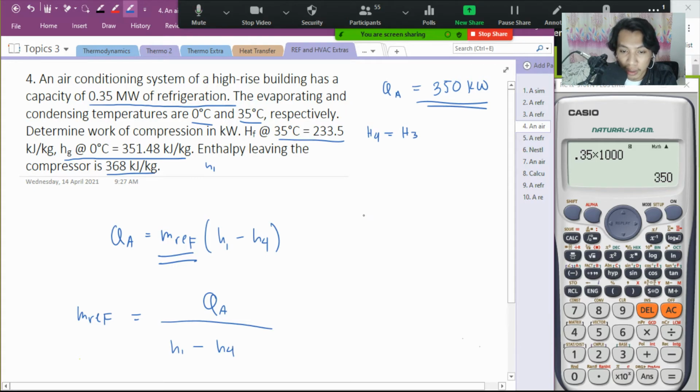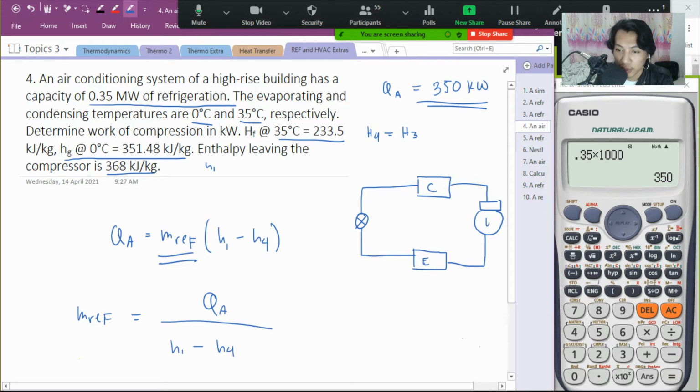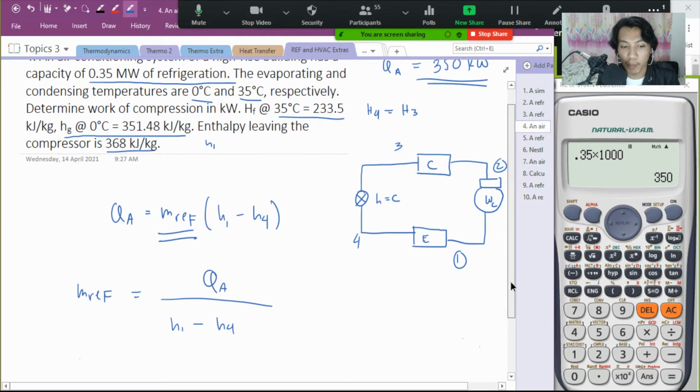Drawing ba natin? Ito yung expansion valve mo. Okay? This is your condenser. Condenser yan. This is your evaporator. Tapos dito yung iyong compressor. Ngayon, this is 1, 2, 3, 4. Ang common dito, H is constant. Dito, constant pressure heating, constant pressure cooling. Okay? Dito, isentropic work sa compressor. So, that is the simple vapor compression.